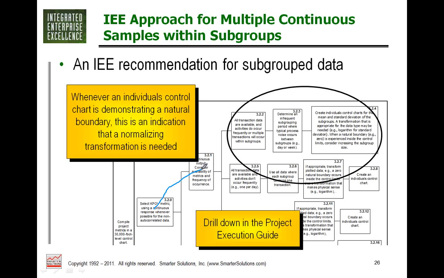That's what we have for that particular situation that we described earlier, where we had the subgroup size of 5. So now we come up here. It's continuous output. Now all transactions are available. We determine an infrequent subgrouping sampling period. What does that mean? Well, if you've got data, for example, from a call center, the question is, do we have variability between the time of day on hold time? Well, I think the answer would be yes, because there's just going to be different demands.